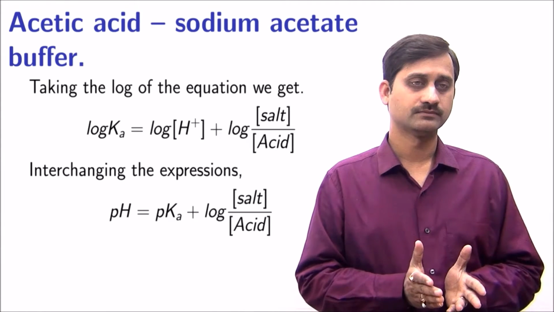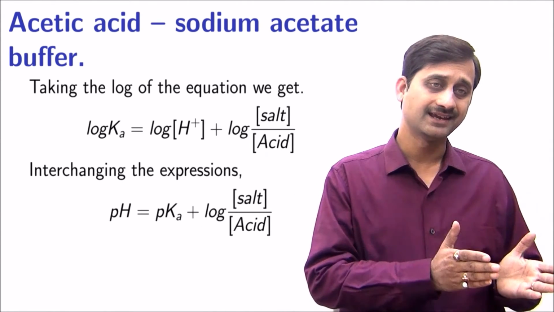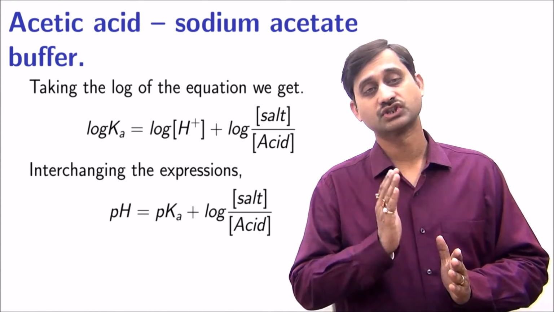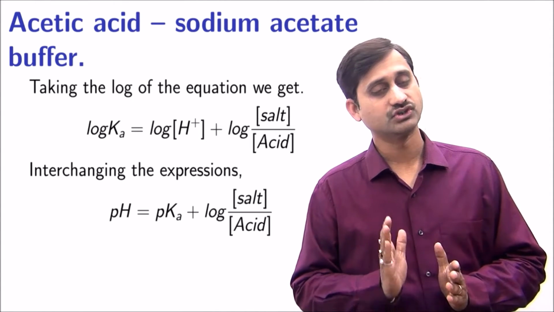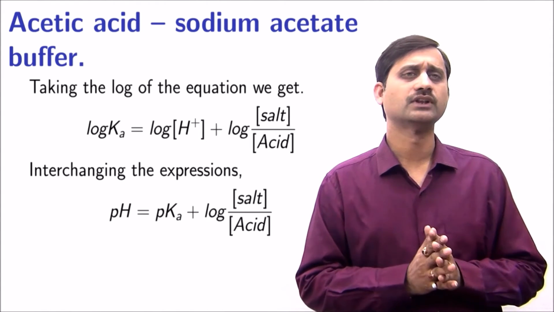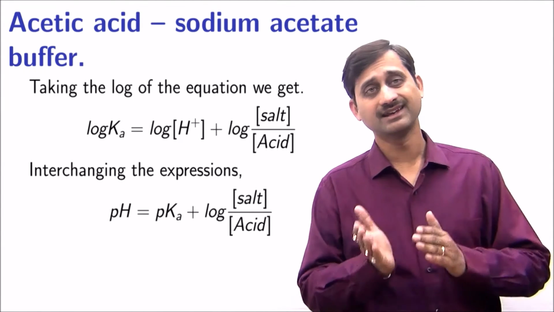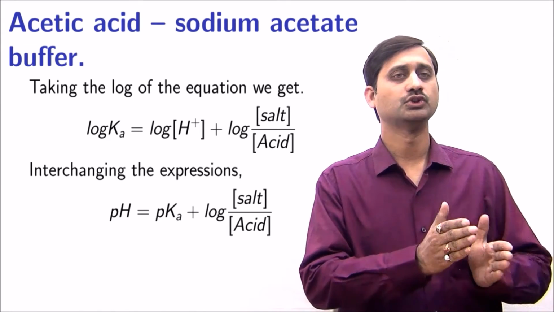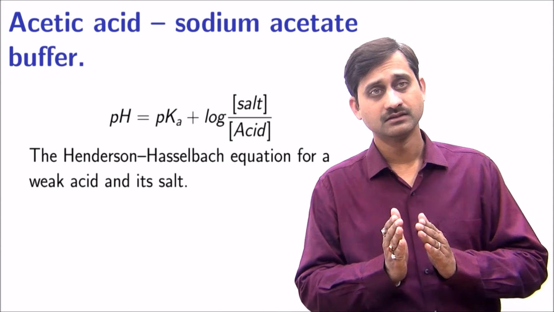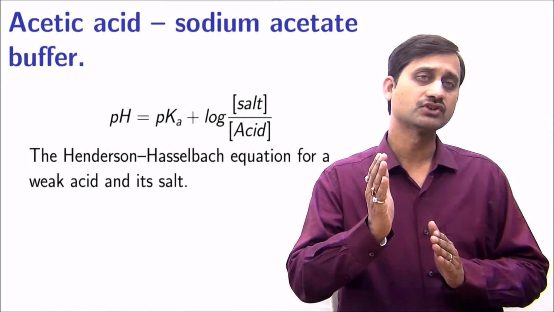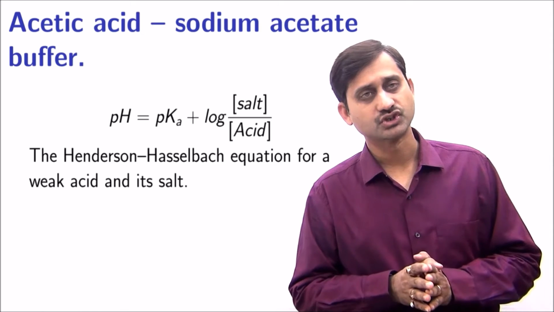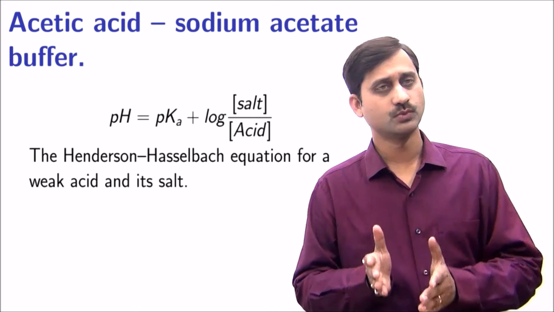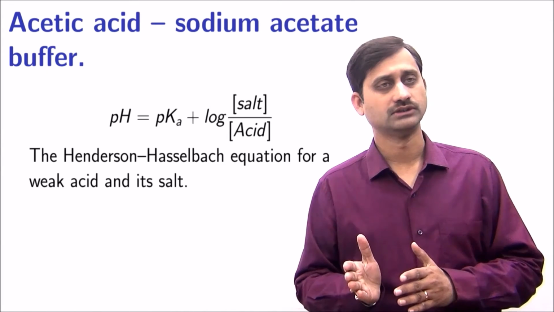Taking the log of the equation, we get log Ka is equal to log H plus log of the salt divided by the concentration of the acid. Interchanging the side of the log of hydronium ion and Ka expression, we get the pH. pH is equal to pKa plus log of the concentration of the salt divided by the concentration of the acid. This equation is termed the Henderson-Hasselbalch equation for a weak acid and its salt.